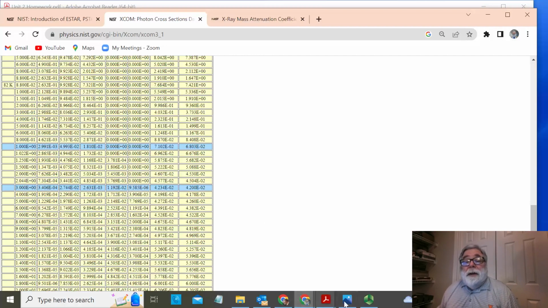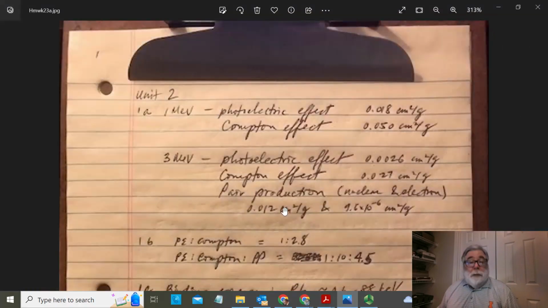So let me go to my solution, my little notes I made. For 1A, Compton effect is possible, and photoelectric effect is possible. And I wrote down what the cross sections were, that I just read off of those graphs. So for 1B, I want to know what the relative importance of them are. You don't have to give numerical answers. It was sufficient to say Compton effect is larger than photoelectric effect.